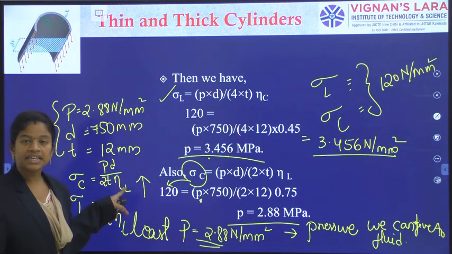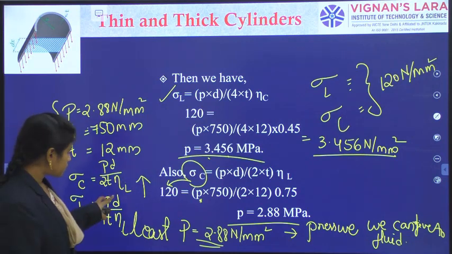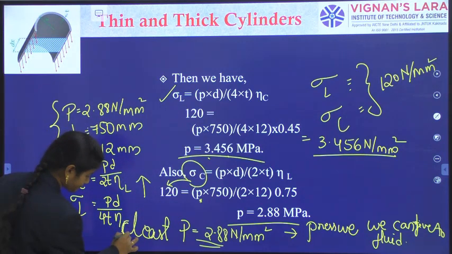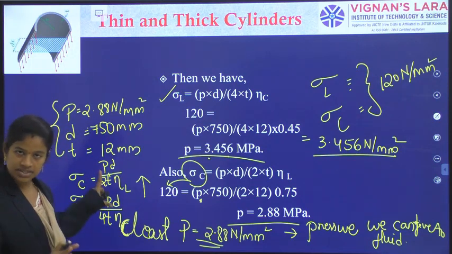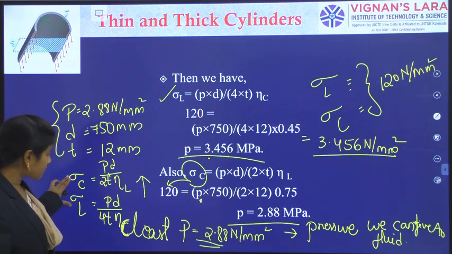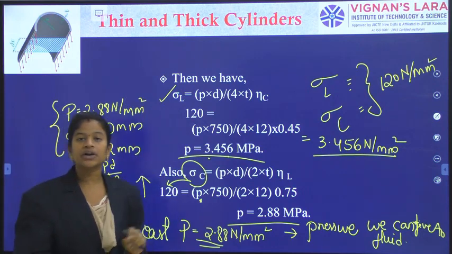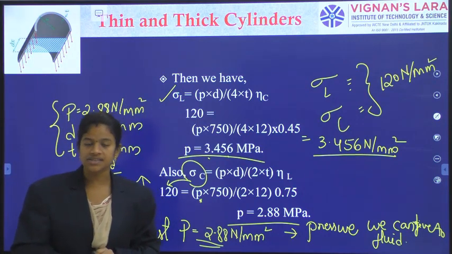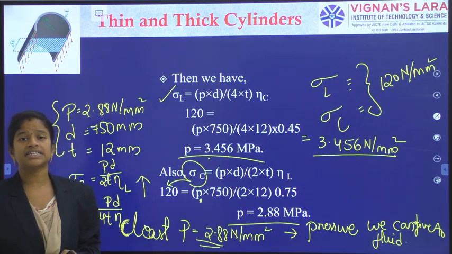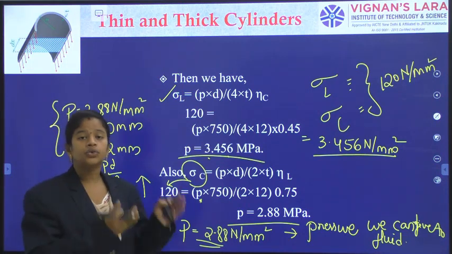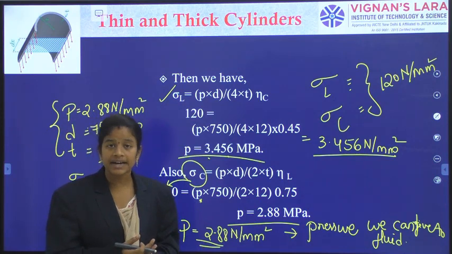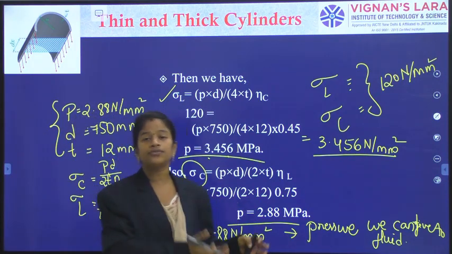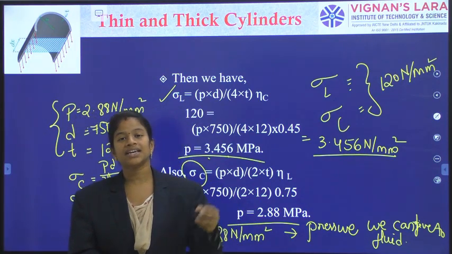Once you have calculated these two answers, you can go into eta C. Once you have calculated these two answers, there is no need to remember efficiency. From these two answers, you can calculate the corresponding longitudinal strain and circumferential strain. Can we calculate the volumetric strain? Yes, that also we can calculate, and multiplied by the volume of the fluid it will give the corresponding change in volume.